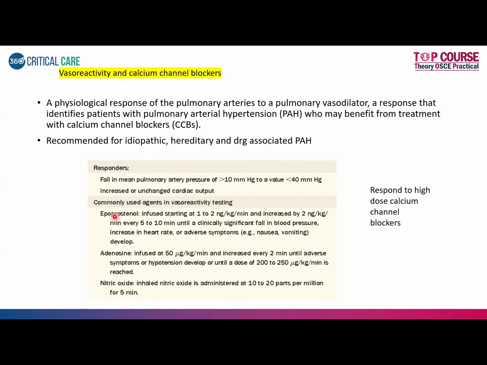The commonly used drugs are epoprostenol, adenosine, and nitric oxide. So these are the drugs which are used for vasoreactivity testing. But vasoreactivity testing can only be done at a tertiary center where there is high monitoring. Normally, these days, it is not done. Calcium channel blocker is a treatment where patients with a positive vasoreactive state respond to high dose calcium channel blockers. However, calcium channel blocker is not used as a testing marker for vasoreactivity testing.